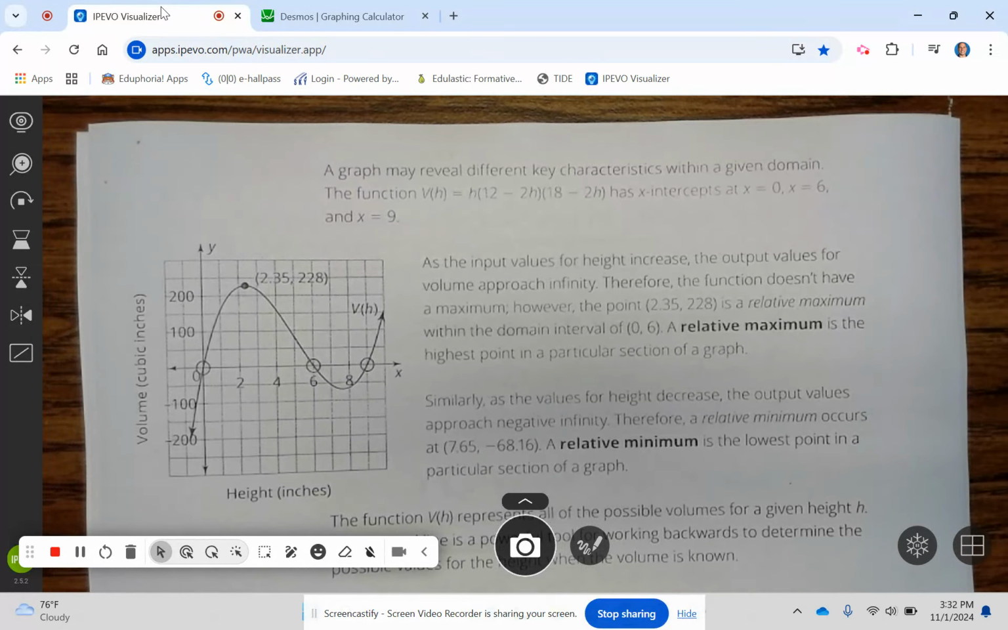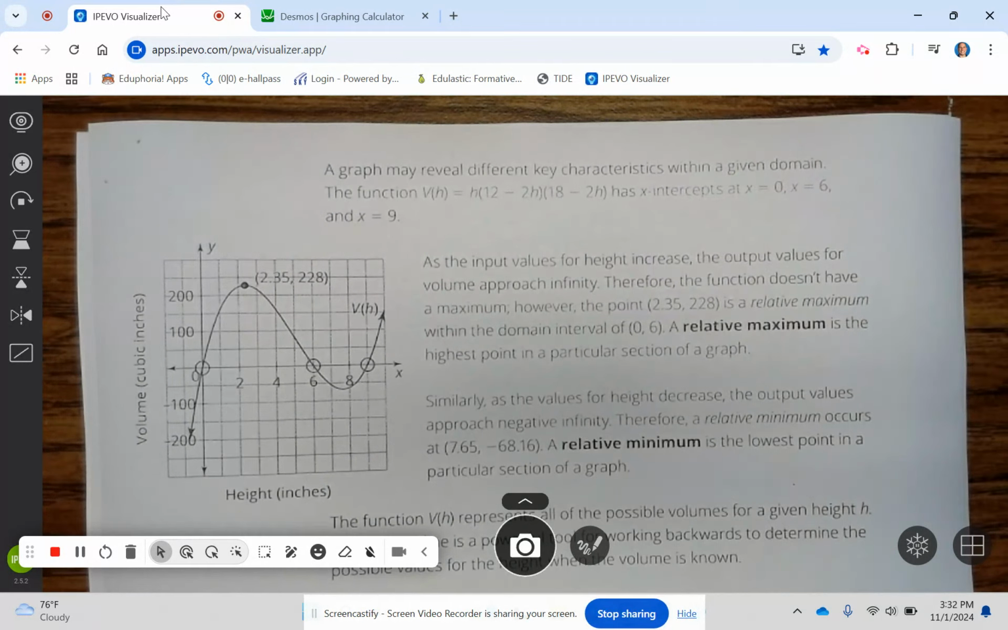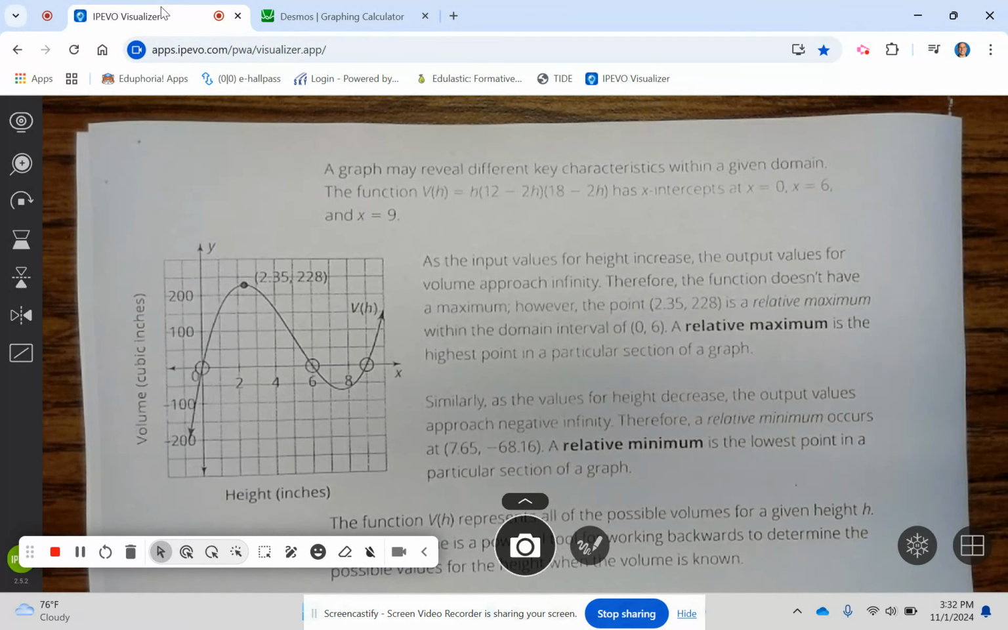The graph may reveal different key characteristics within a given domain. The function V(h) = h(12 - 2h)(18 - 2h) has x-intercepts at 0, 6, and 9. As the input values for height increase, the output values for the volume approach infinity. Therefore, the function doesn't have a maximum. However, the point (2.35, 228) is a relative maximum within the domain interval from 0 to 6. A relative maximum is the highest point in a particular section of a graph.